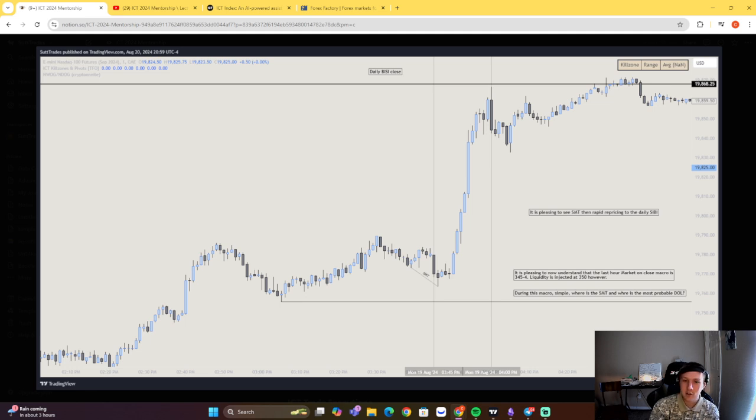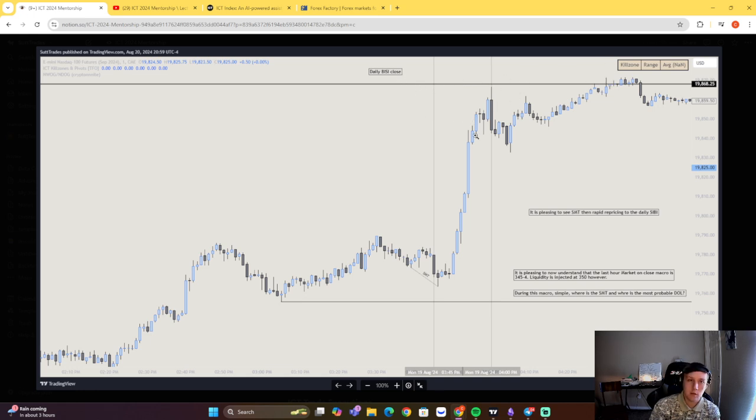It's a stronger injection of liquidity, and we're looking for an SMT, all within this 345 to 350. That's all we're looking for. I've been backtesting this. Usually, the majority of the time, there will be an SMT that gets formed within this macro here. And at 350, we'll have that liquidity injection, and then we'll likely reprice to a level. Right here, 350 macro, boom, beautiful. And then we're closing in that daily SIBI close right there.